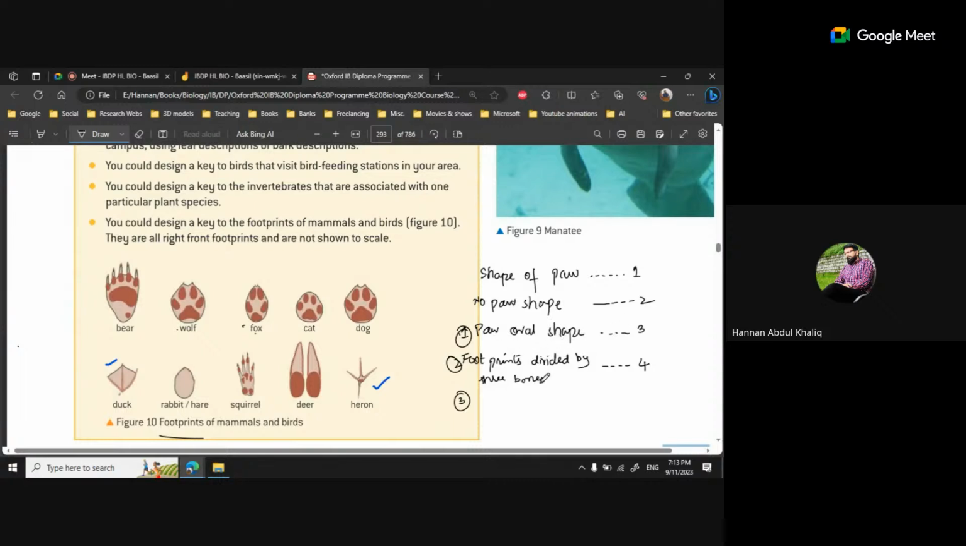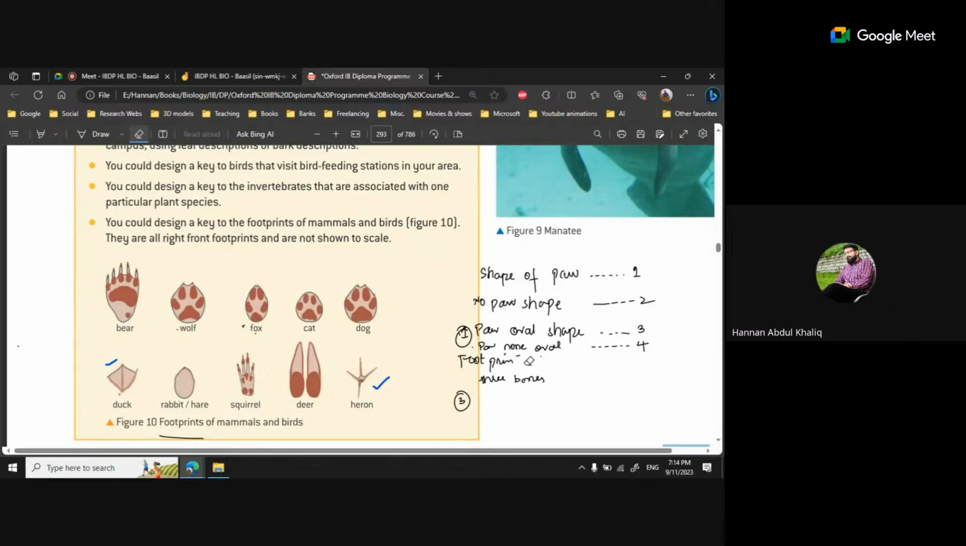No, we have made one mistake over here. We should not have written this one as two. It can be like this: footprints, and then the second, this paw oval shaped, and then the second one should be non-oval shaped, or we would say paw non-oval. Then we would write four. Let's ignore the rest of the paws first.